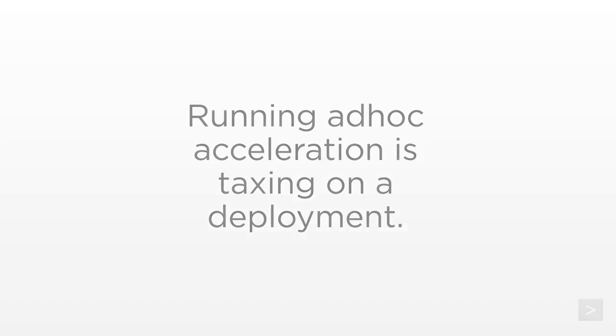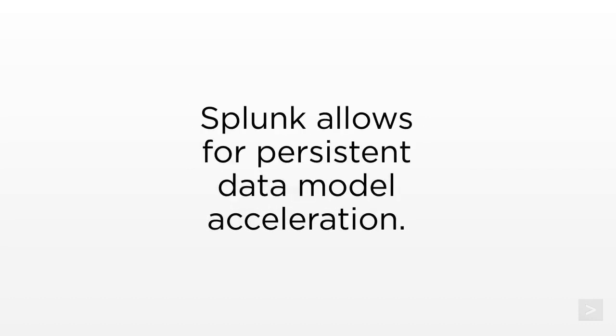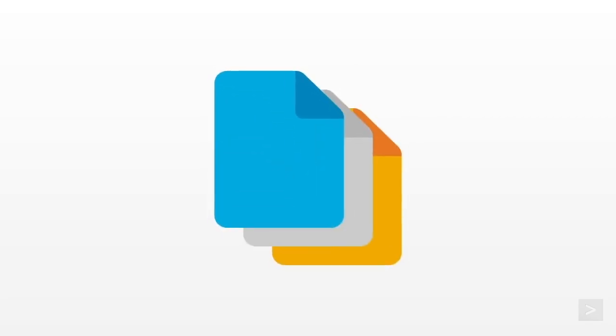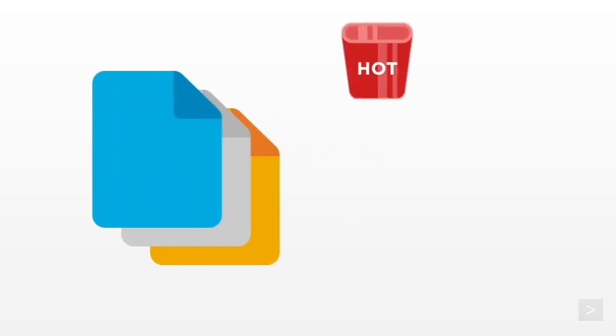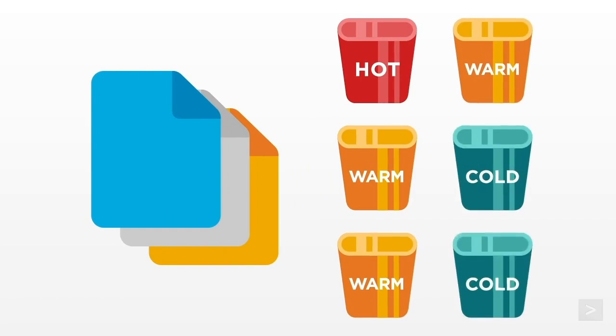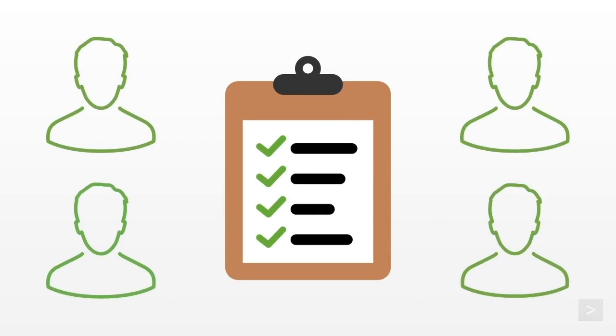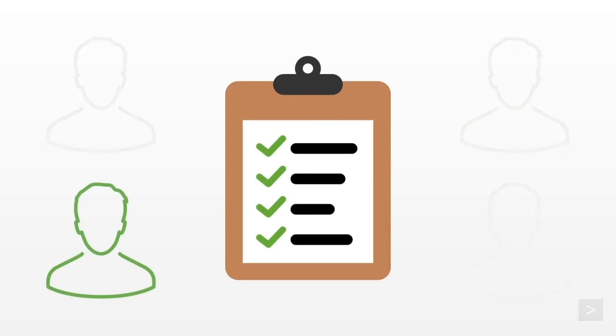To address this issue, Splunk allows us to define persistent data model acceleration. The files created for a persistent acceleration are stored alongside buckets on the indexers and exist as long as the data model exists. They can be scoped to particular time ranges and are maintained on an ongoing basis. Summaries for persistently accelerated data can be used by all users, where ad hoc summaries only apply to one user.